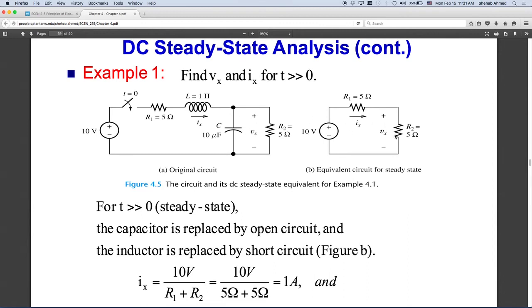What is the steady state value of current? 10 volts divided by 10 ohms, 1 amp. Right? What is the steady state value of Vx? It's 1 amp multiplied by 5 ohms, 5 volts. Right? That's all you have to do in this case.